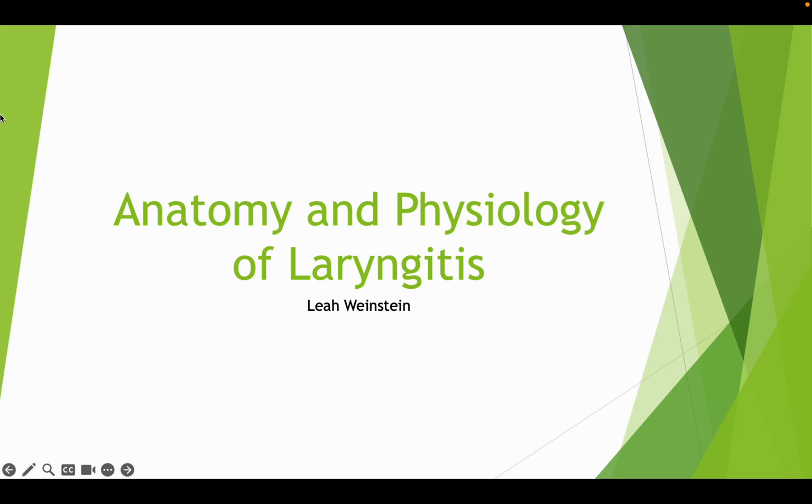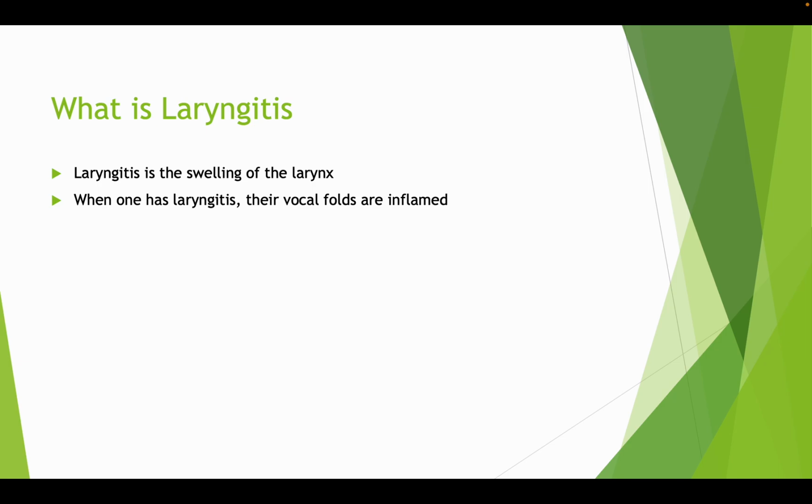To be discussing laryngitis and the anatomy and physiology of it. Laryngitis is a swelling of the larynx, which is also referred to as the voice box. The vocal folds, which play an important role in typical speech production, are located within the larynx. Since the vocal folds are located in the larynx, when one has laryngitis, their vocal folds are also inflamed.